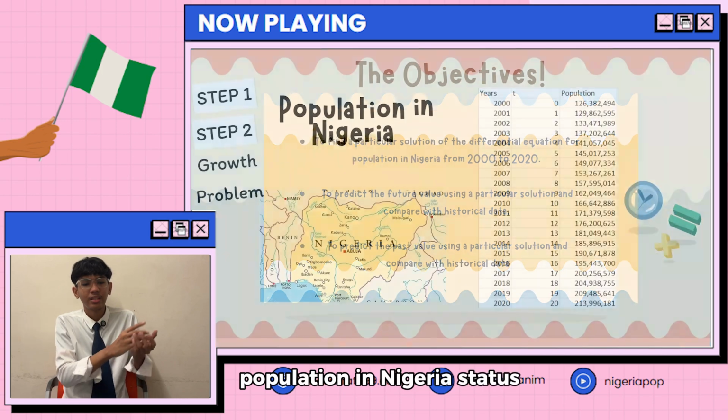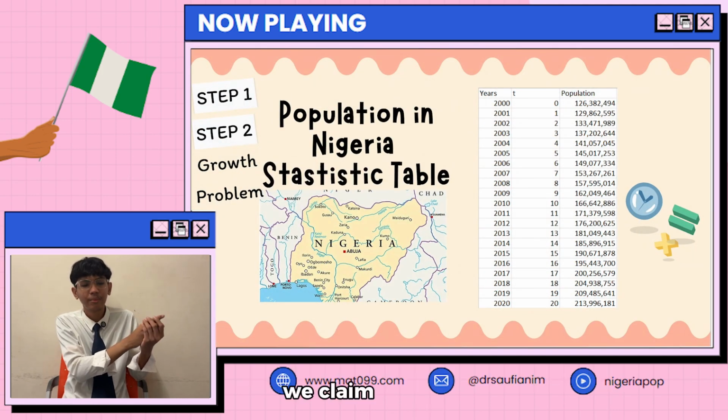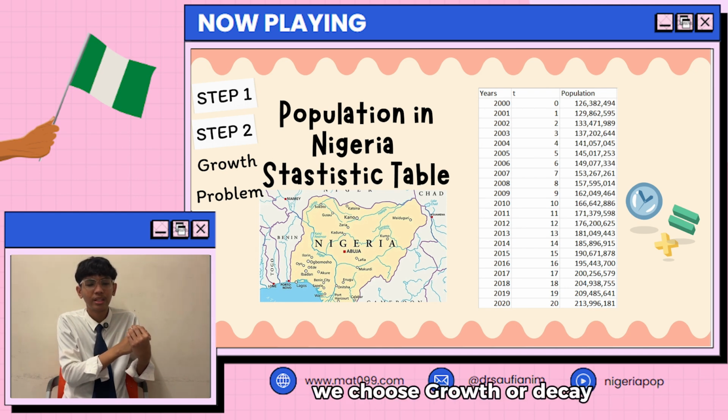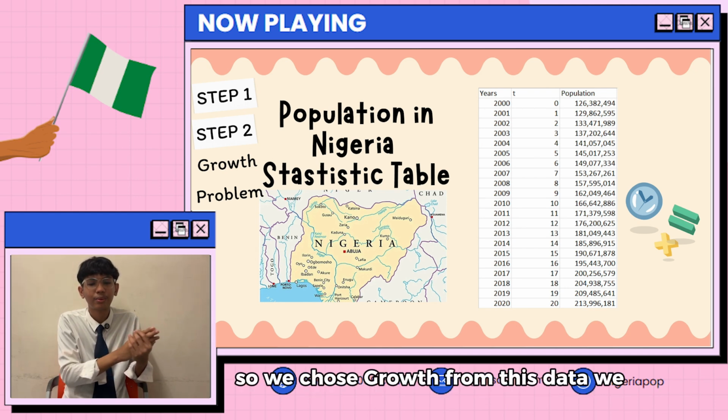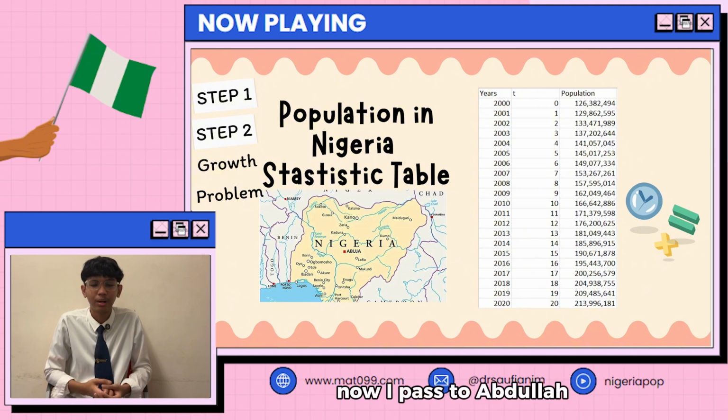Population in Nigeria statistic table is given as this. We claim the data from a website. There are two problems we can choose, growth or decay. So we chose growth from this data we got. Now I pass to Abdullah.